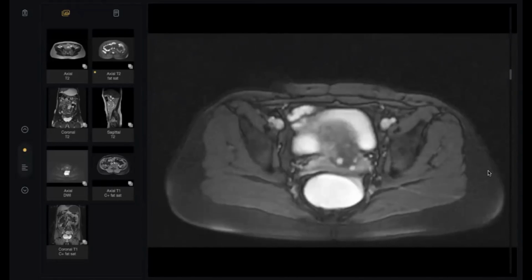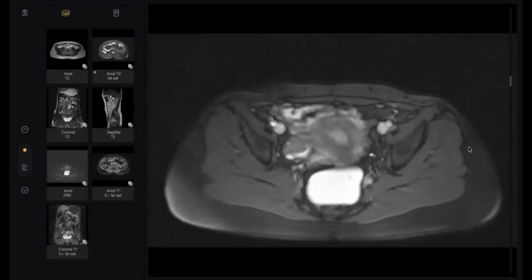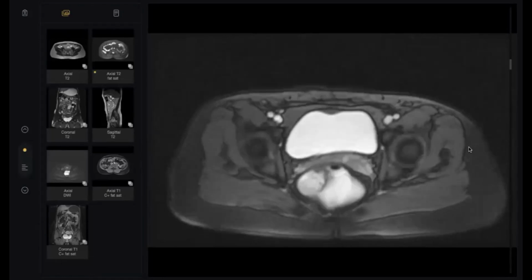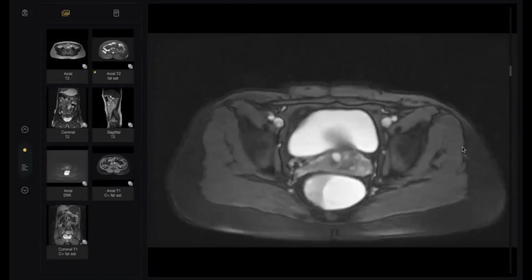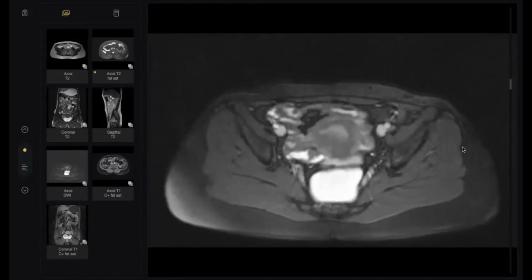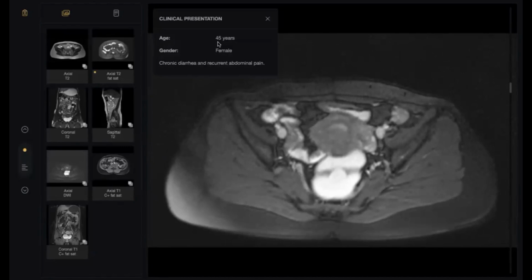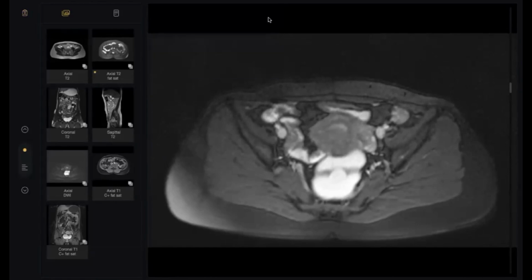Doctor, did you remember the history? I'm listening for at least 3 to 4 minutes. Did you remember the history? No, there was some non-specific pain. No, I mentioned the full history. Sorry. Again, let's start again. Read the history. 45-year-old female patient with chronic diarrhea and recurrent abdominal pain.